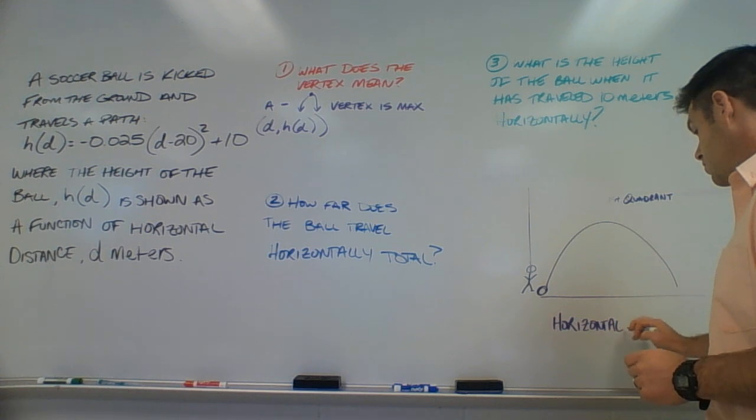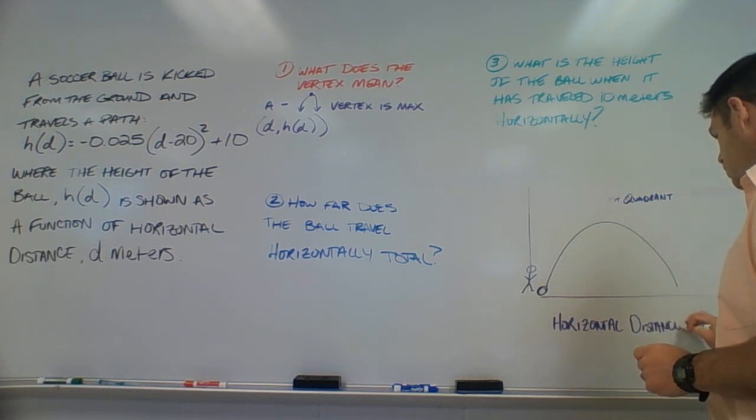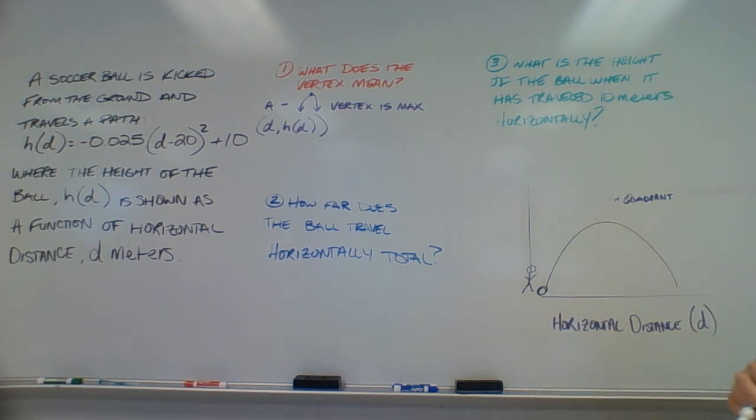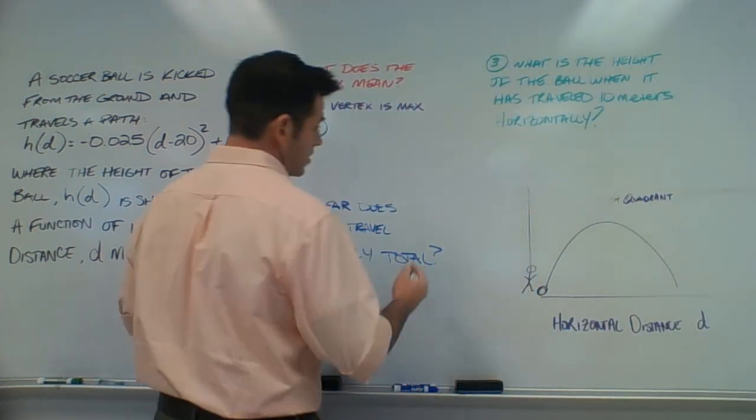Here in this problem, horizontal distances are the d value. Maybe I'll erase the parentheses there so we don't get confused later on. And the height of the ball is h of d.